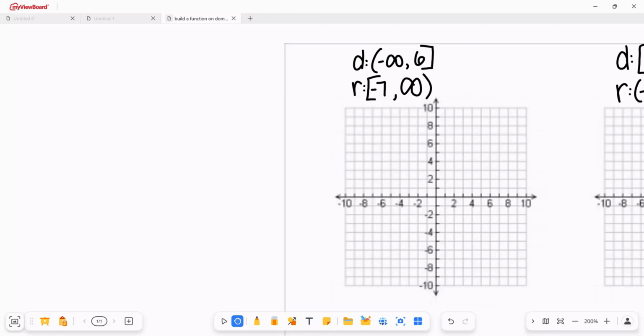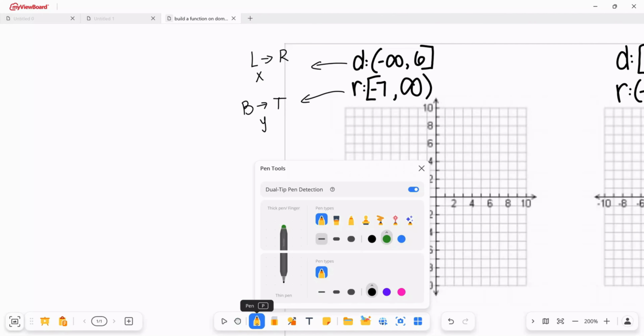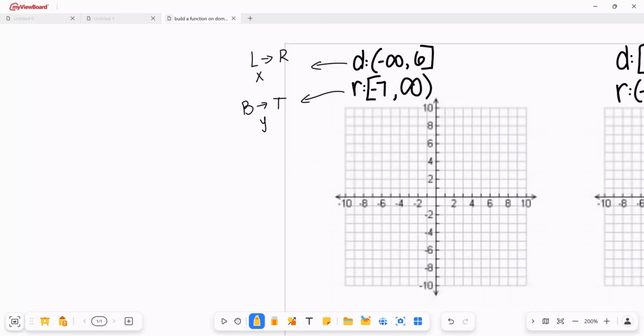Okay, so my domain, again, remembering domain is always going to be left to right for my x values. And my range is bottom to top with those y values. So we're going to start with our domain first. And I'm actually going to use a highlighter, and I would recommend that you have a highlighter and maybe a pencil with you as well, just so you can see how I'm doing this.